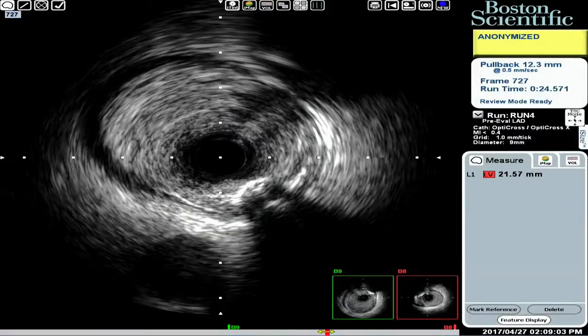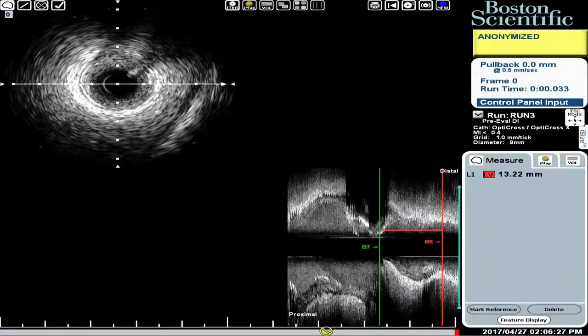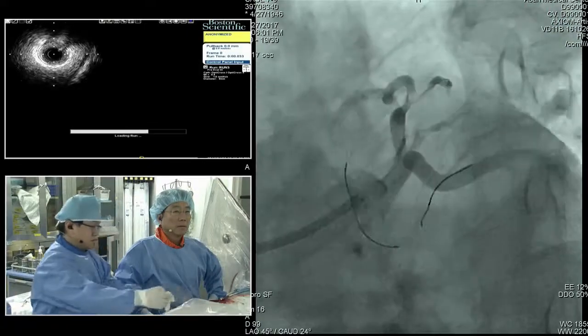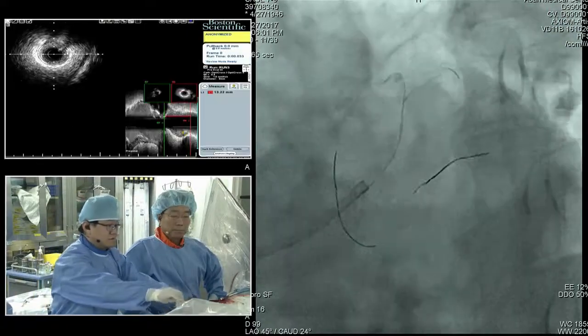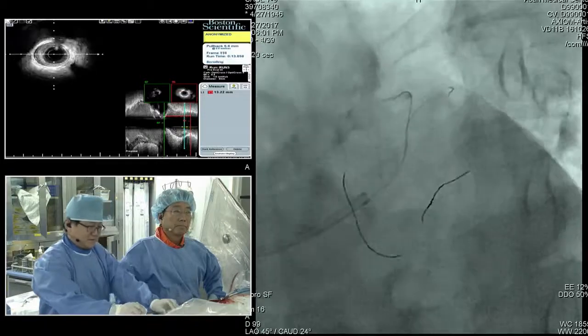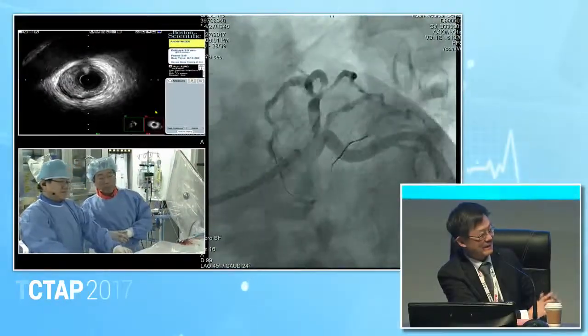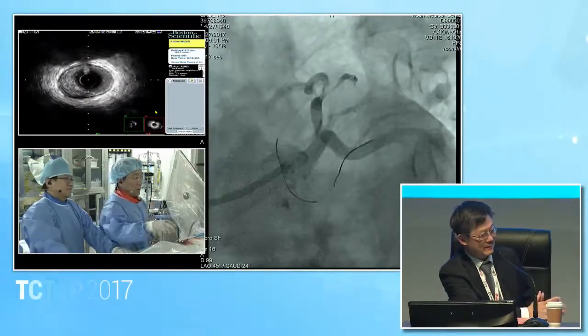Diagonal long, please. Dr. Akasaka here is the expert of IVUS and OCT, so I want to ask him for his opinion regarding OCT-guided PCI and IVUS-guided PCI. In this case, what do you think? Right. Which one is better?